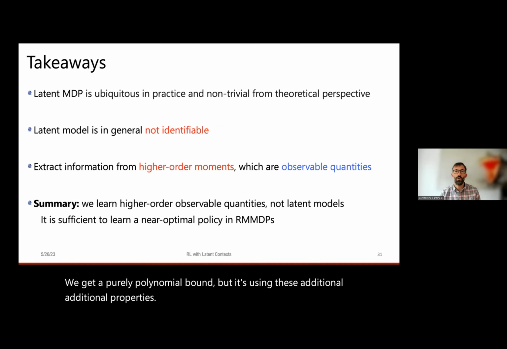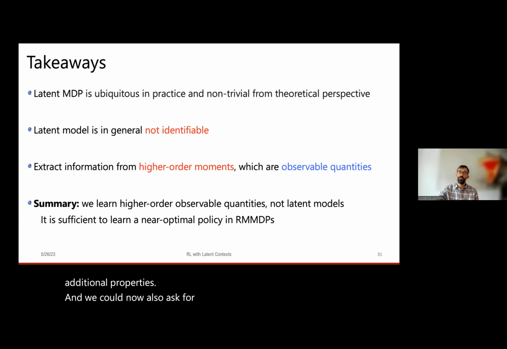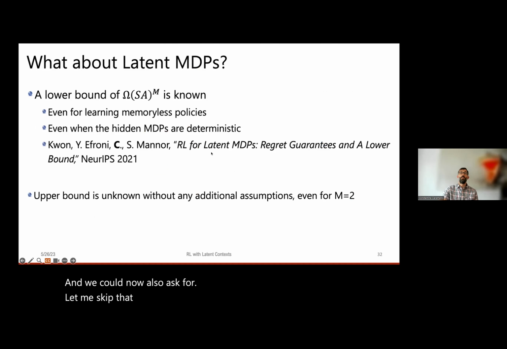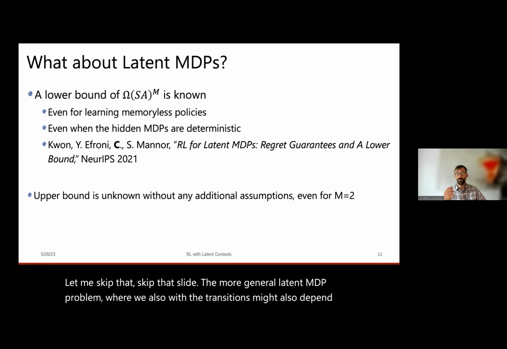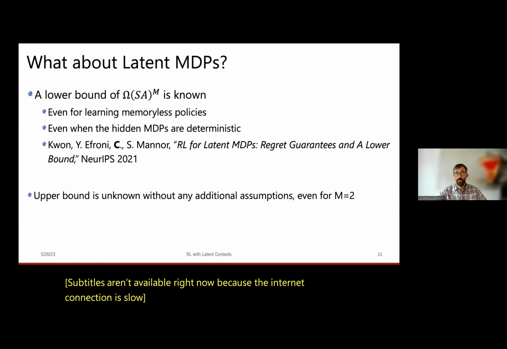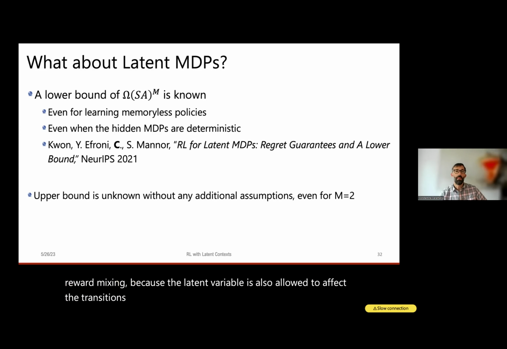And we could also ask for the more general latent MDP problem, where the transitions might also depend on the context. In that case, this is actually how hard it is. We found a lower bound that's exponential in M, not the square root of M. But note that this is now a more general problem than the reward mixing, because the latent variable is also allowed to affect the transitions. So this is kind of where we started.